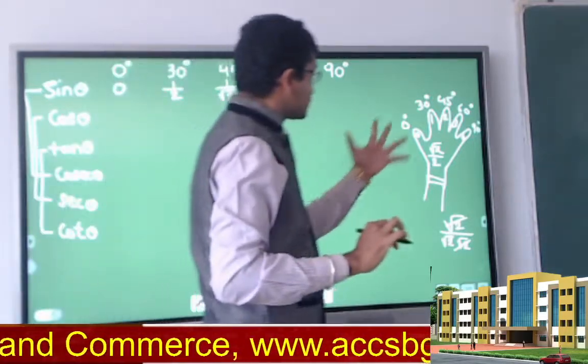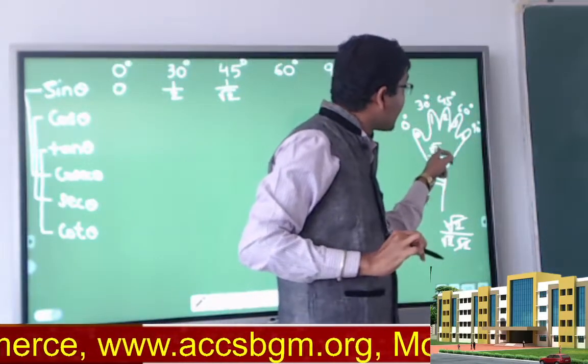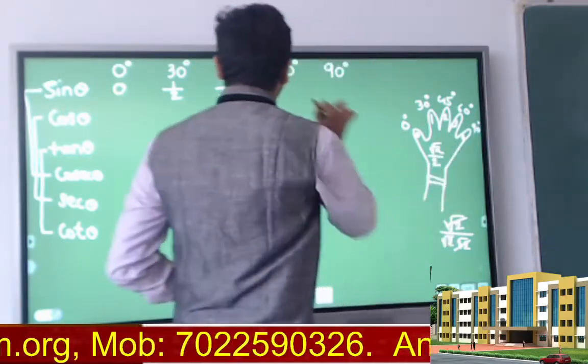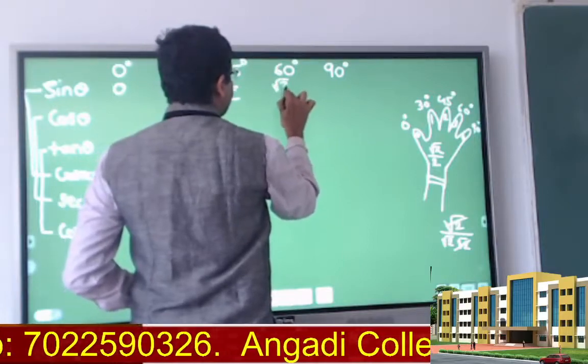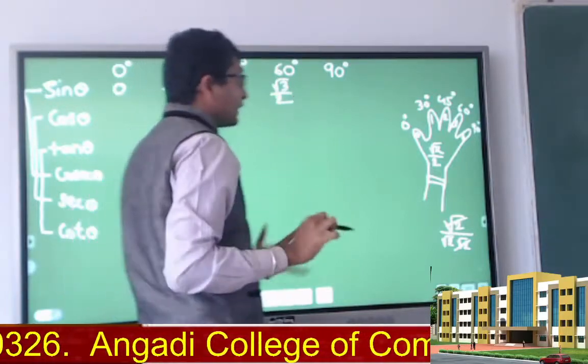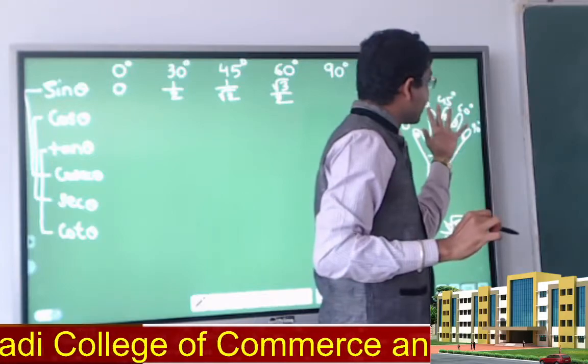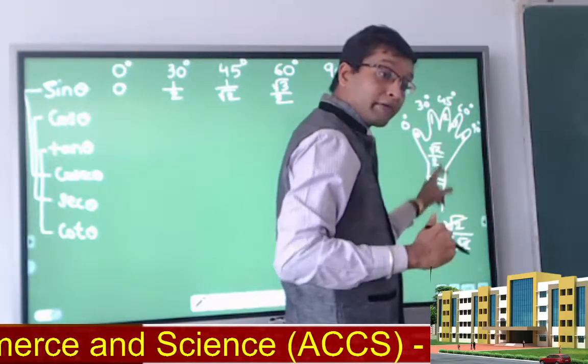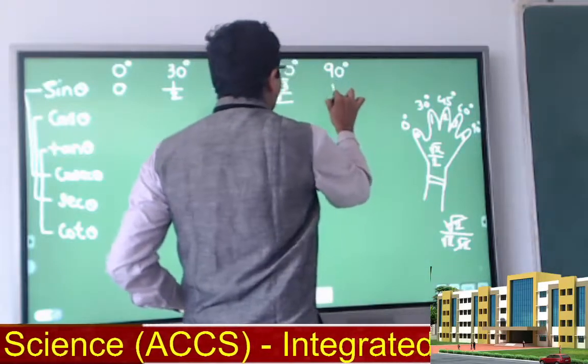Now 60 degree. 60 degree means the assigned value is 3, so it will become root 3 divided by 2. Now next, 90 degree. 90 degree means it is 4, root 4 by 2, which is 2 divided by 2. We get the simplification as 1.